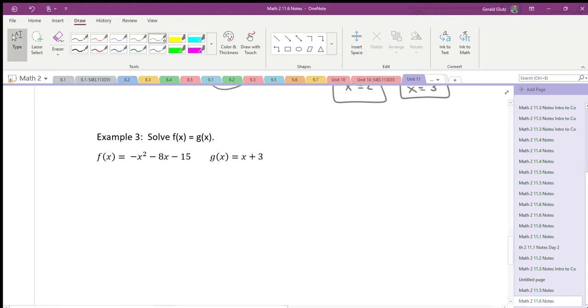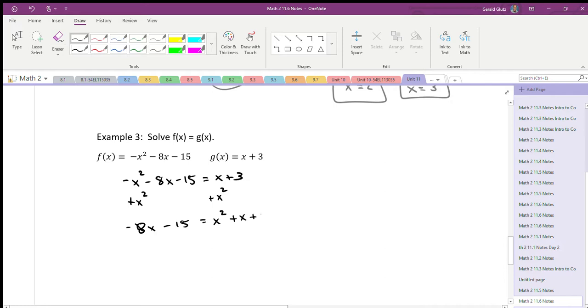So example 3, again, we're going to put the two equations equal to each other. So -x squared minus 8x minus 15 equals x plus 3. So I personally don't like to deal with negative numbers. So instead of subtracting the x plus 3, I'm going to add everything on the left. So add x squared to both sides.